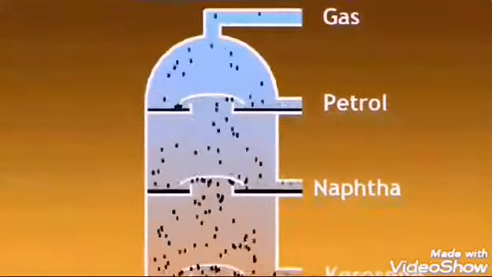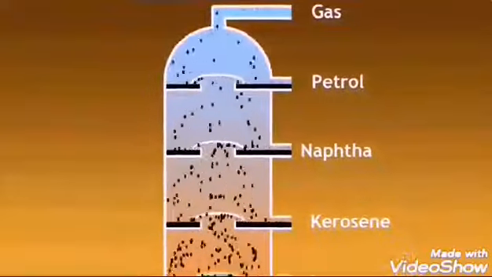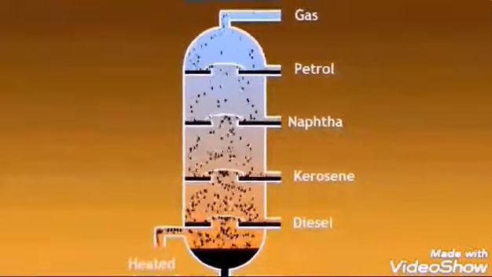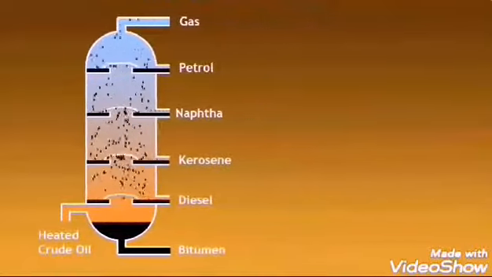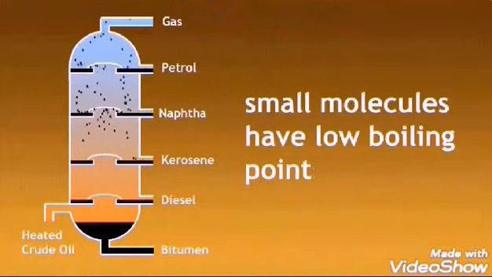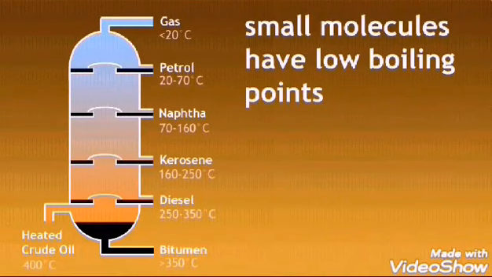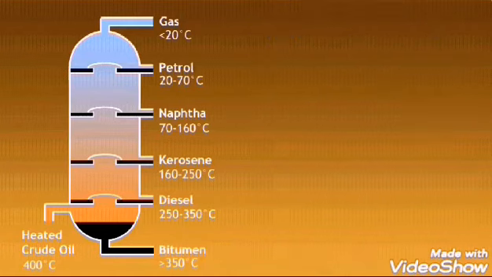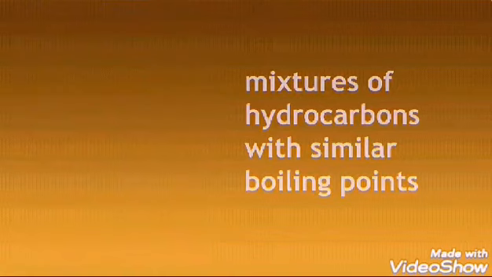The rest of the molecules rise up the column, making their way through bubble caps in each tray. The bubble caps slow down the rising vapor. Eventually the vapor gets cold enough to condense and is collected in the tray. Small molecules have a low boiling point and so condense higher in the column, where the temperature is cooler, as you can see. Hydrocarbons with similar boiling points are collected in the same tray, and each fraction is a mixture of hydrocarbons with similar boiling points.